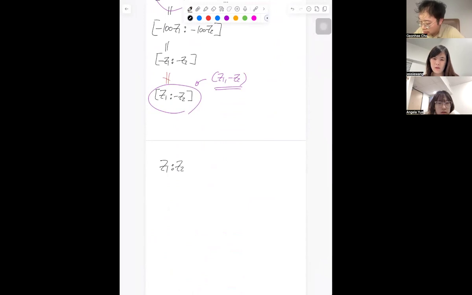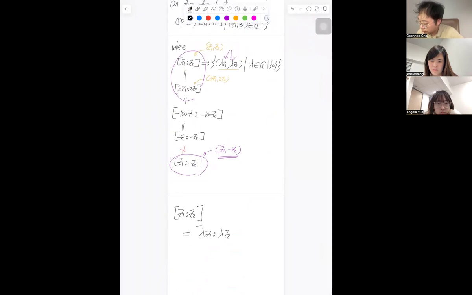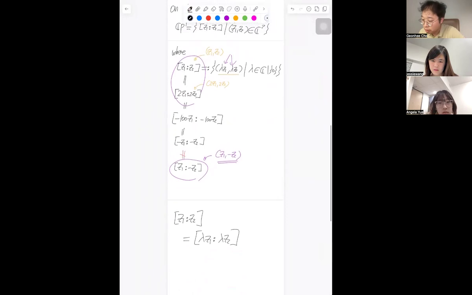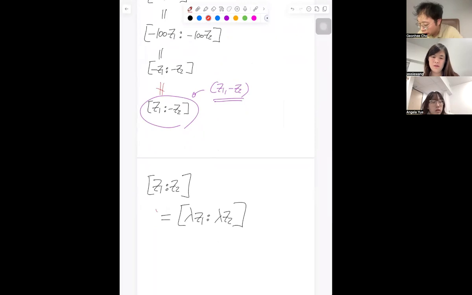So if you have this, this is the same as this. All we are using is just this definition. Again, this notation represents a set. We multiply by any non-zero complex value. So are you really convinced that this is the case? Is it okay with you? Because we multiply by any non-zero complex value.